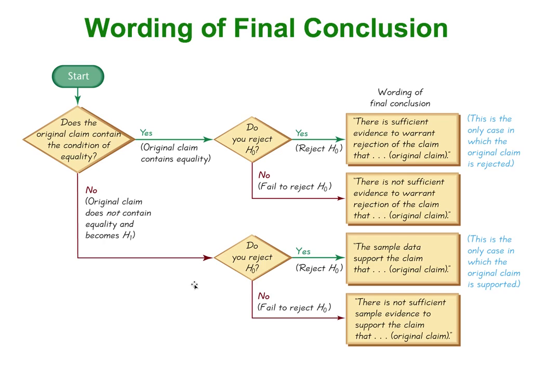And now we go back to our flowchart to determine our final conclusion. Now, if you recall, the original claim did contain the condition of equality, so this time we follow this direction on the flowchart. And once again, however, we're asked, did we reject the null? And no, we failed to reject the null. And so our conclusion is worded, there is not sufficient evidence to reject the claim that the mean weight of airline passengers with carry-on baggage is 195 pounds.